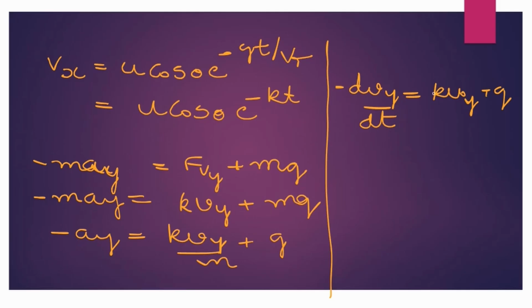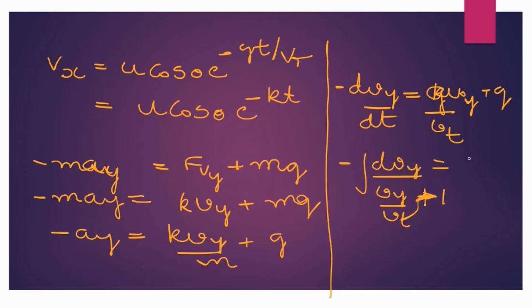Can I write it as k? We already found the value of k to be g by vt, I guess, if I'm not wrong. So g by vt plus g. So if I take it, minus integral dvy by (vy by vt plus 1) is equal to integral g dt.